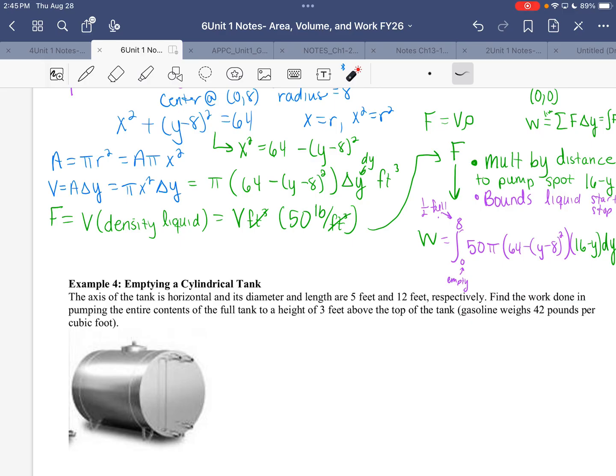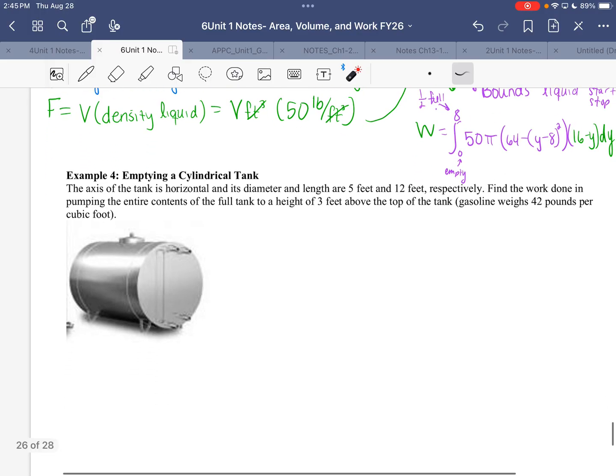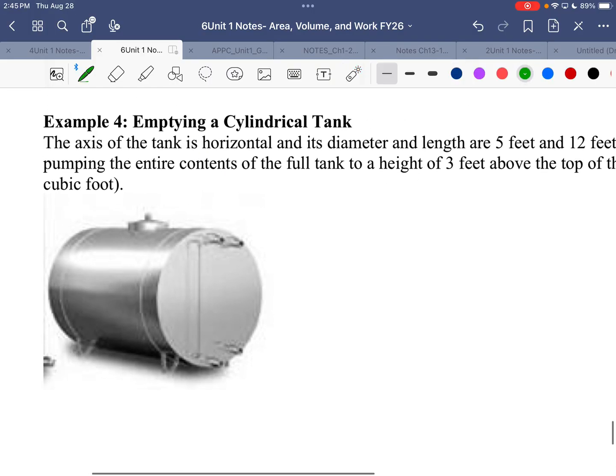So in example 4, we got the diameter is 5 and the length is 12 respectively. So diameter is 5. So at its widest point, we got 5. It's not straightening out. Okay. Widest point is 5. And then its length, connecting the two parallel faces, is 12.